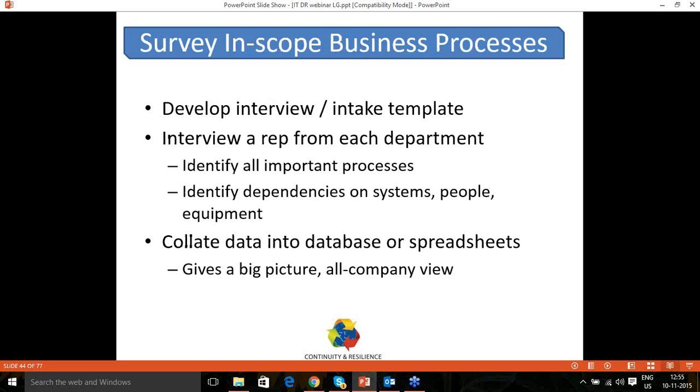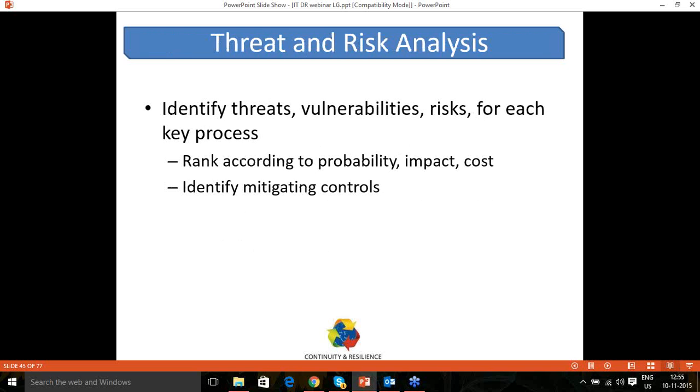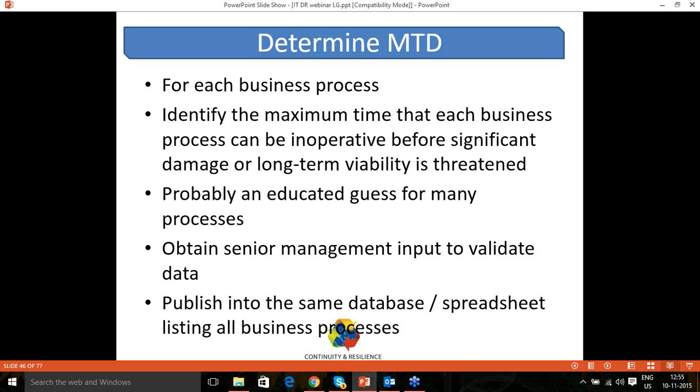So while doing the survey, what should be in your business scope for BIA or not, you can use various methods: database, spreadsheets, interviews, questionnaires. You identify important processes and their dependencies on systems, people, and equipment. So you need to know all of that. Then you do a basic threat and risk analysis. You rank the risks and identify the mitigating controls. For each business function, you will determine maximum tolerable downtime.